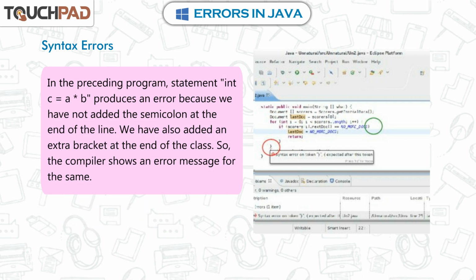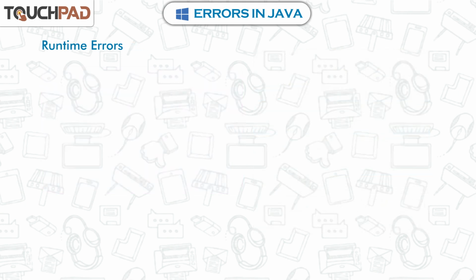In the preceding program, the statement int c = a * b produces an error because we have not added the semicolon at the end of the line. We have also added an extra bracket at the end of the class, so the compiler shows an error message for the same.